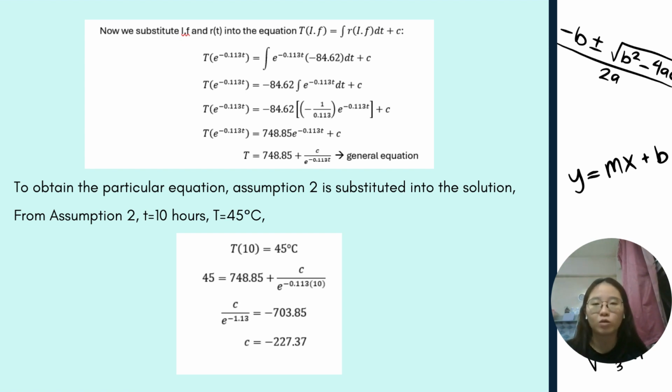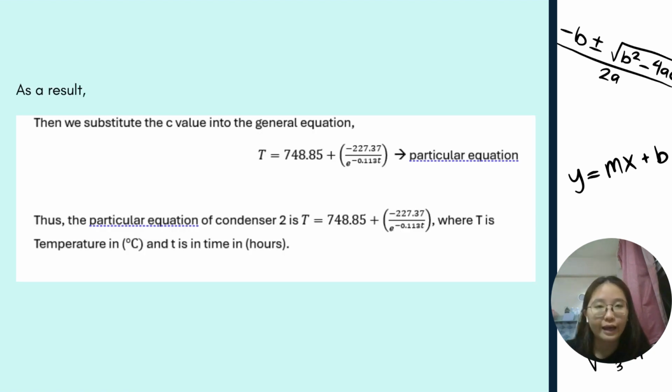Subsequently, to get the particular equation, assumption 2, small t equals 10 hours and capital T equals 45 degrees Celsius, are substituted into the general equation. As a result, the value of C is determined as negative 227.37. At last, we substitute the C value into the general equation. Thus, the particular equation of condenser 2 is capital T equals 748.85 plus negative 227.37 over e power negative 0.113 multiplied by small t, where capital T is temperature in degrees Celsius and small t is time in hours.